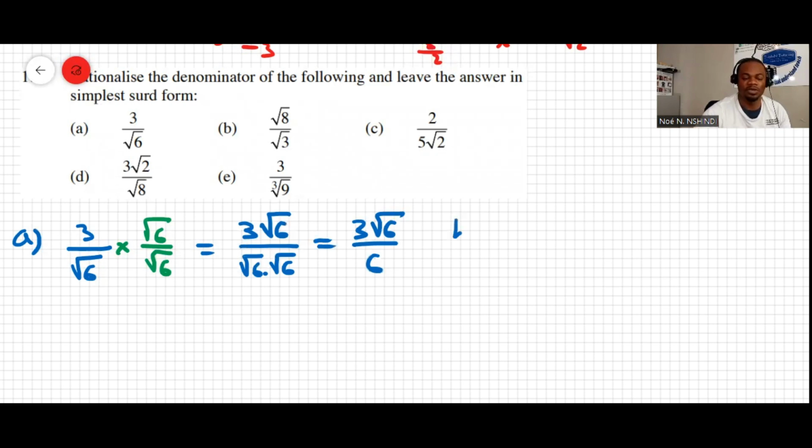In the same way we can do B, that is root 8 over root 3. Here we will multiply by root 3 over root 3, which is just 1 and doesn't affect the value of the given expression. And this will be root 8 times root 3 makes root 24 over 3.